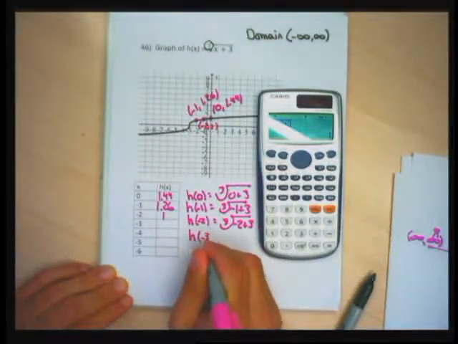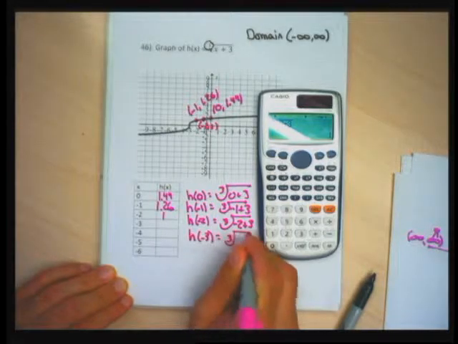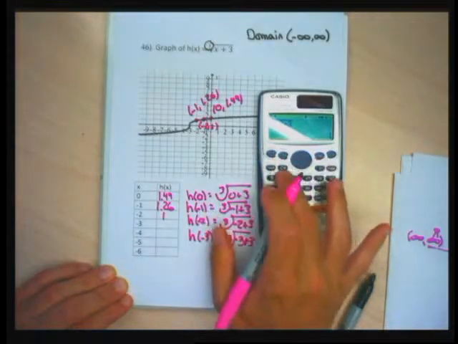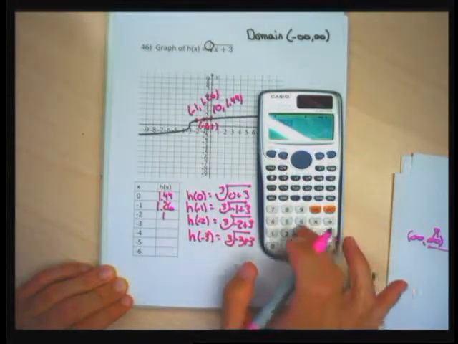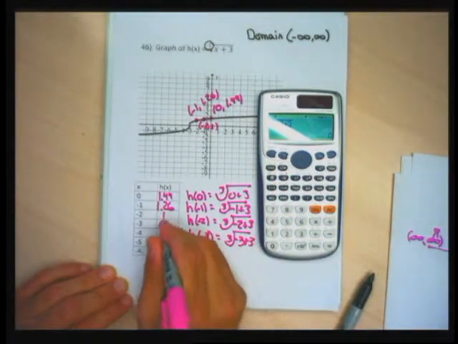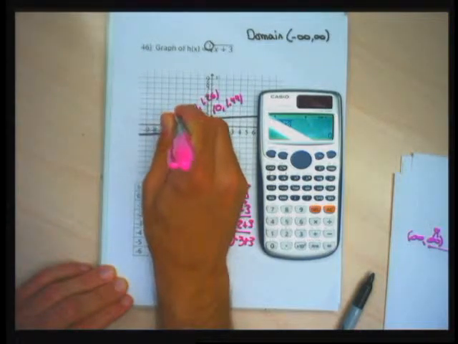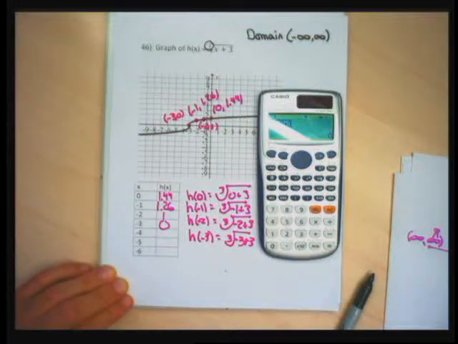H of negative 3 equals the cube root of negative 3 plus 3. So shift cube root negative 3 plus 3. I get 0, so that's the point negative 3, 0. It's an intercept, but it's not a feature of my domain because it's not the start, it's not the edge of the graph. It's not like a break in the graph or the beginning or the end of the graph.